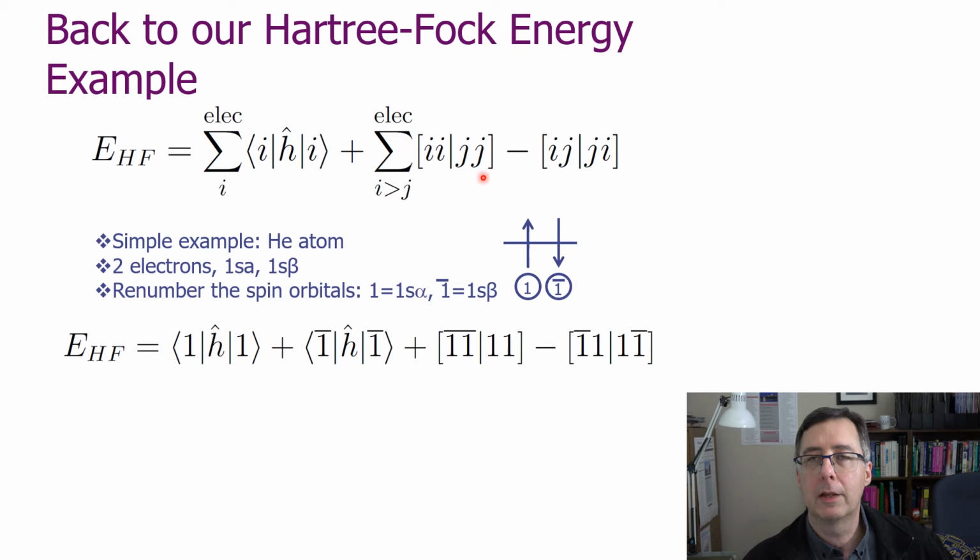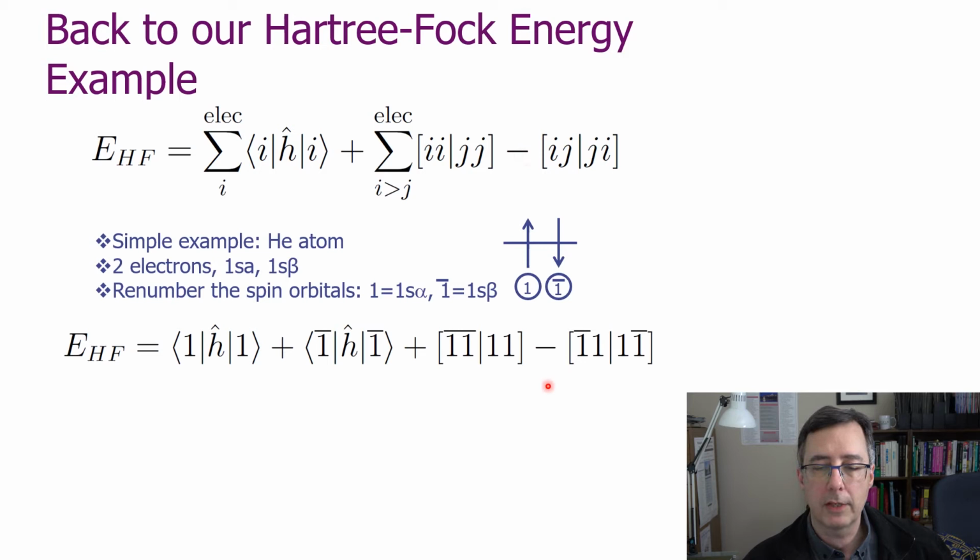And you can order them however way you want. For this slide, assume one is numbered first and then one bar comes next. So if I has to be greater than J, then it's 1 bar, 1 bar, 1, 1. And then this guy is then 1 bar, 1, 1, 1 bar, that guy. And it's got a minus sign on it, so don't forget that.